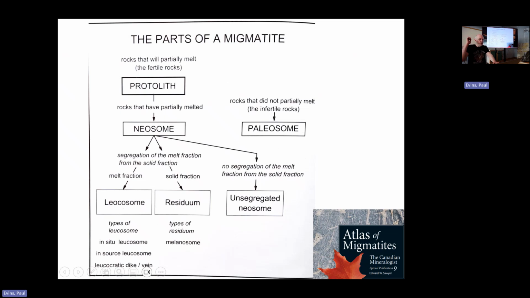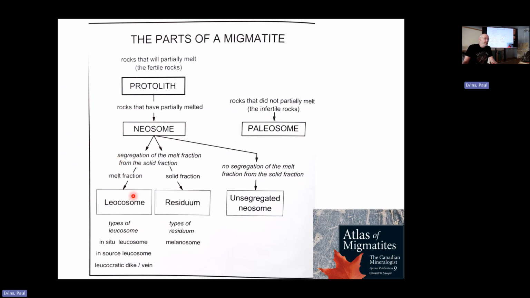Just to introduce a few more migmatitic terms that sit aside from what I was talking about, metatexite versus diatexite, that you might hear people say. You have the protolith. That's the rock that's going to partially melt. Anatexis, again, is the word for partial melting. You have the neosome, which is a rock that has partially melted, versus the paleosome, which is a rock that did not melt at all. It's infertile. It can't produce melts. Or it could if you got it hot enough, but it's not in that situation.